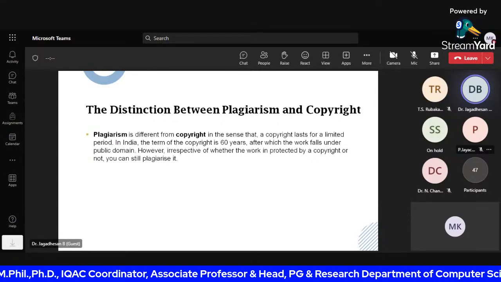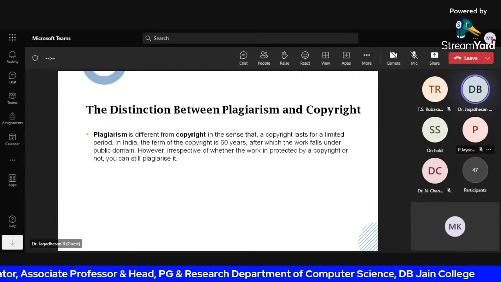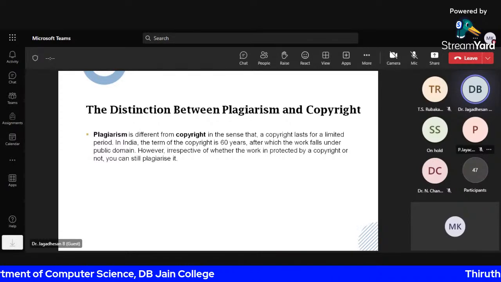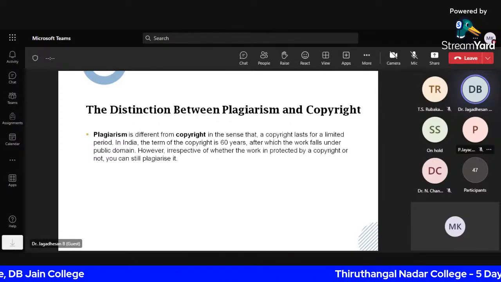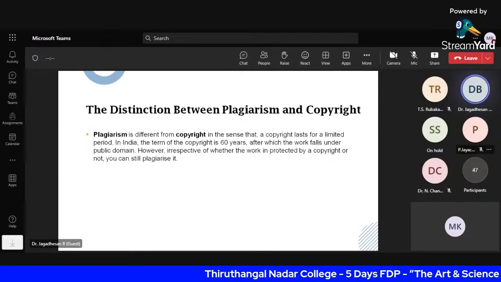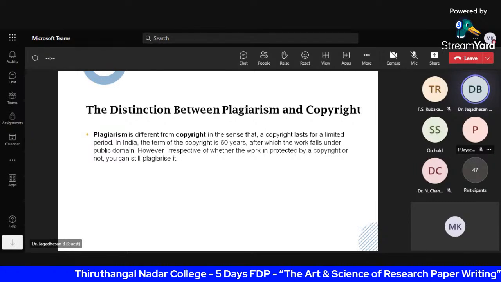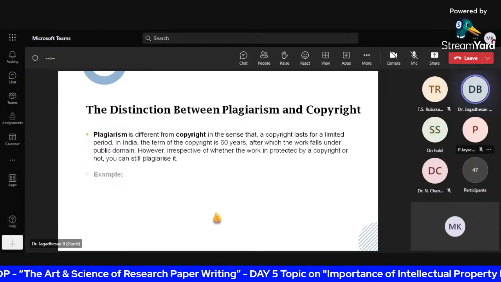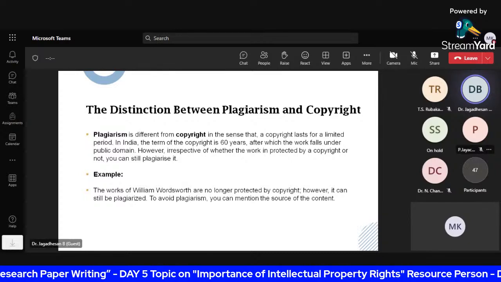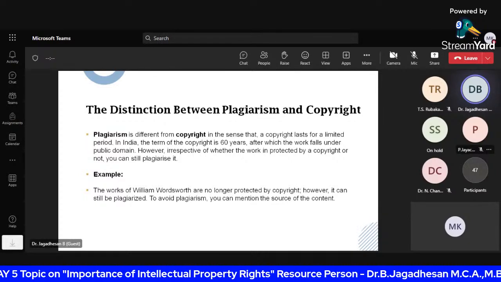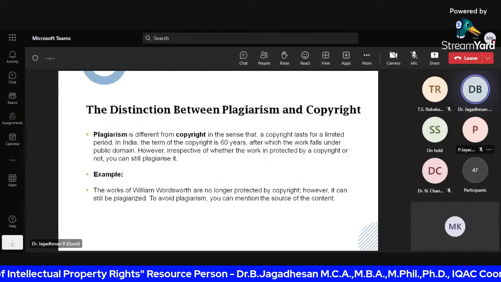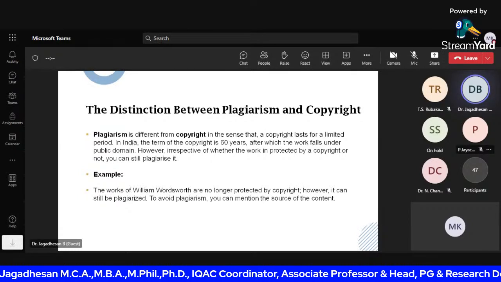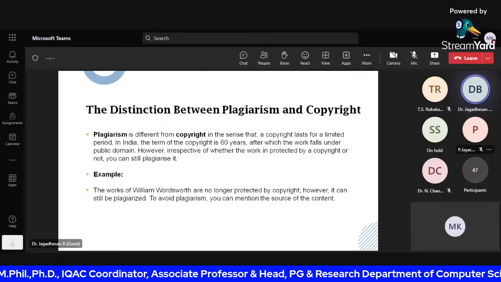After 60 years, after the 61st year, the work becomes a common right. No need to get permission from the owner. After the 61st year, copyright will lapse and you can utilize the same thing, but at the same time, plagiarism will be applicable for your source of information. So this is a major difference between plagiarism and copyright. Copyright lasts up to 60 years; after the 61st year it is in the public domain. After the 61st year, you can utilize the information without permission of the owner, but it will still come under plagiarism.